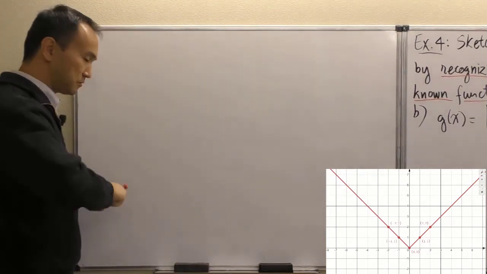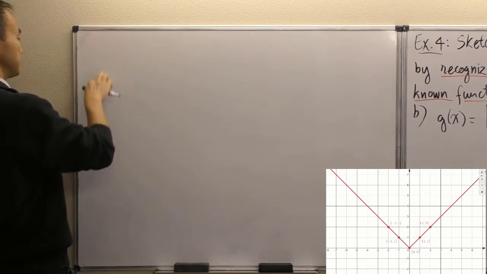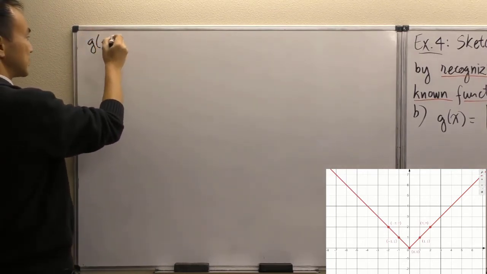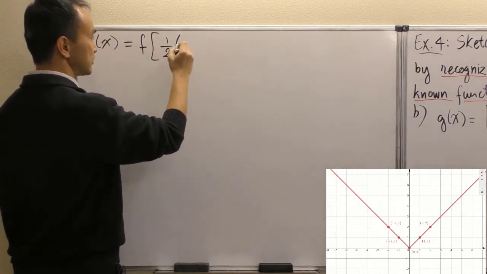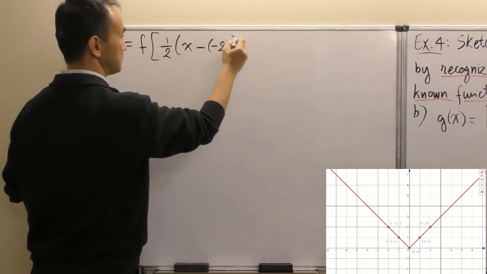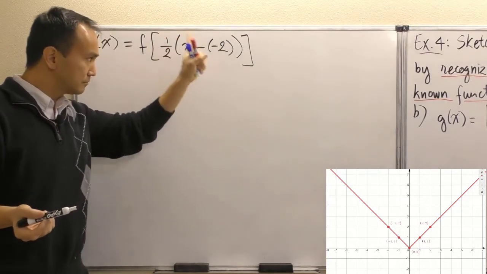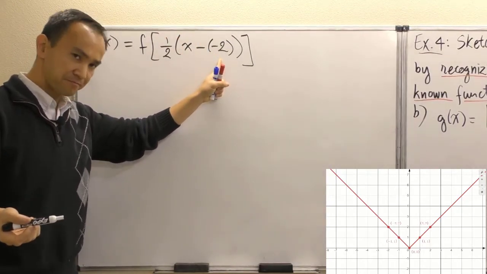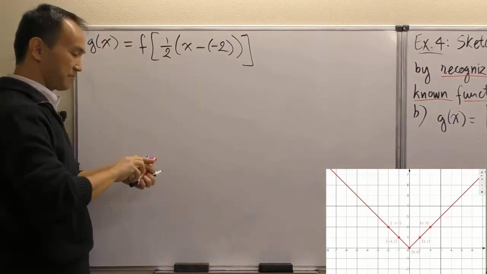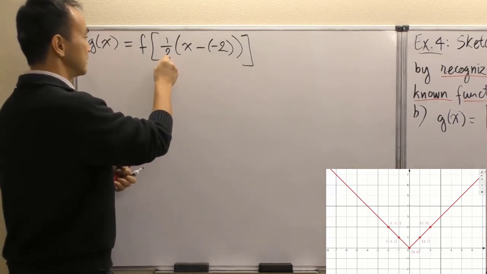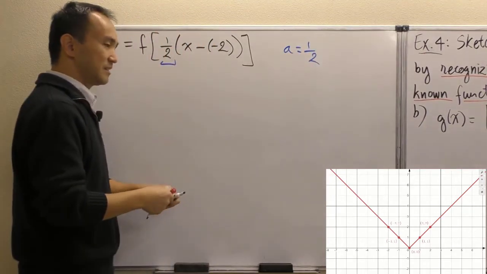All right, now I'm going to repeat what we had earlier a little bit. So g of x here is already known to be f of 1/2 times x minus negative 2. So we have a horizontal scaling. We have a horizontal shifting. All of that is being indicated here. And this is our a value. So a here is 1/2.